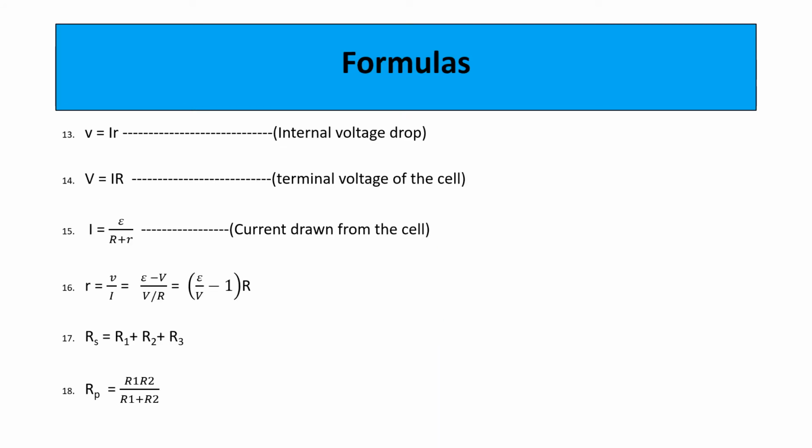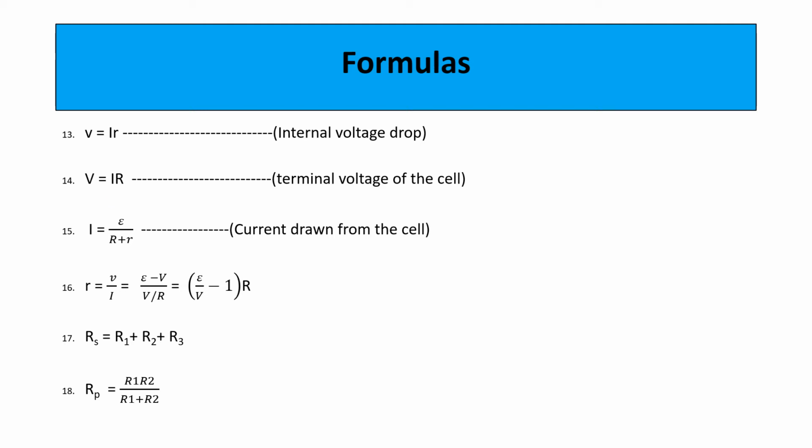Internal voltage drop is represented by the small letter v is equal to I into r. The small letter r is used here. Terminal voltage is represented by capital letter V. Capital V is equal to I into R. Here you will use the capital R.